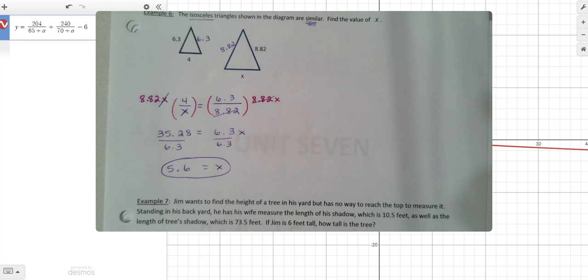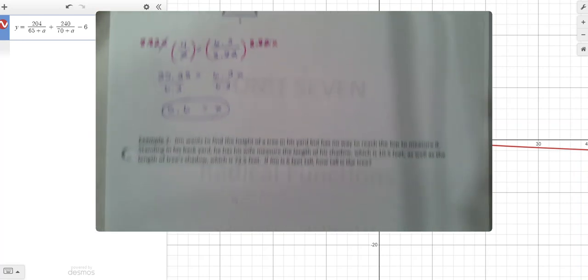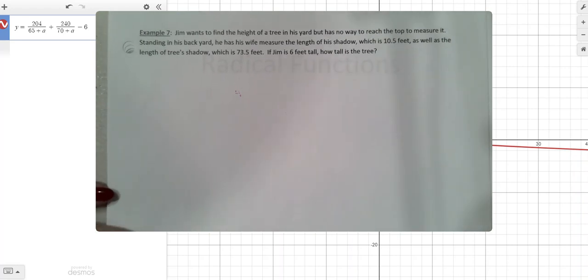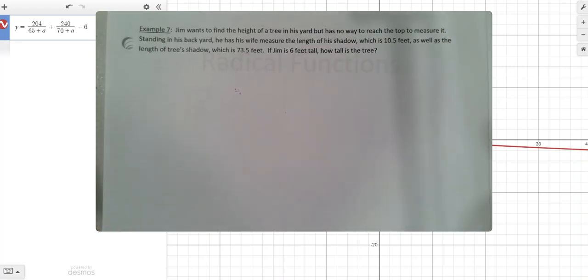All right, our last example here is going to look at some similar triangles that arise out in the real world. Jim wants to find the height of a tree in his yard, but he has no way to reach the top to measure it. Standing in his backyard, he has his wife measure the length of his shadow, which is 10.5 feet, as well as the tree's shadow, which is 73.5 feet. If Jim is 6 feet tall, how tall is the tree?